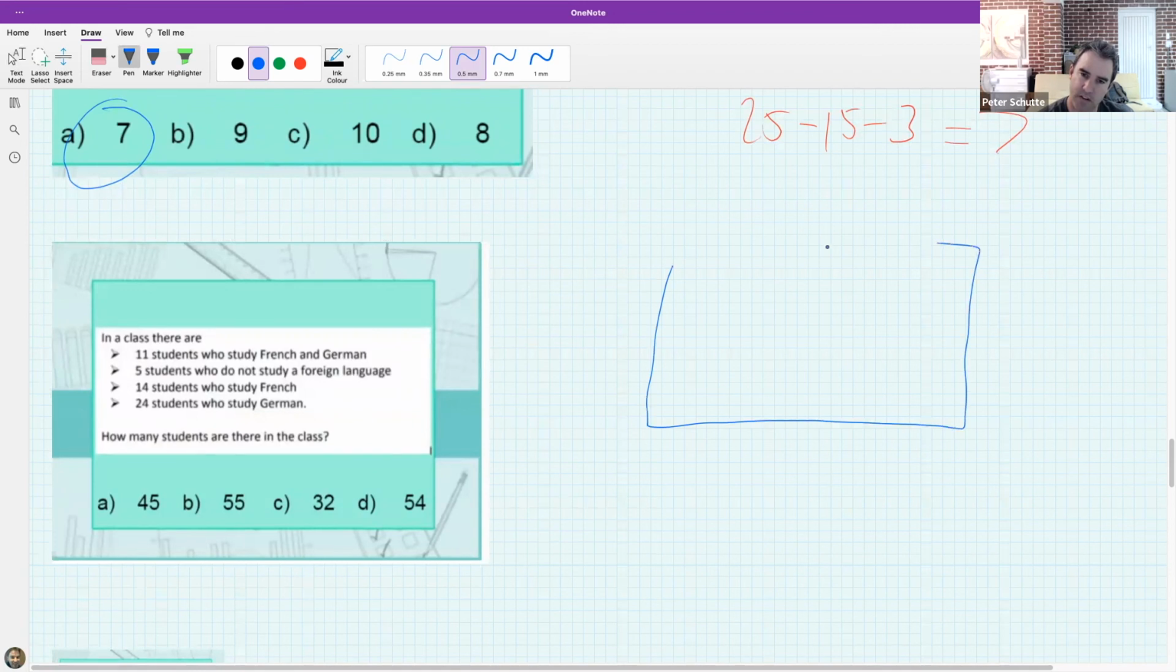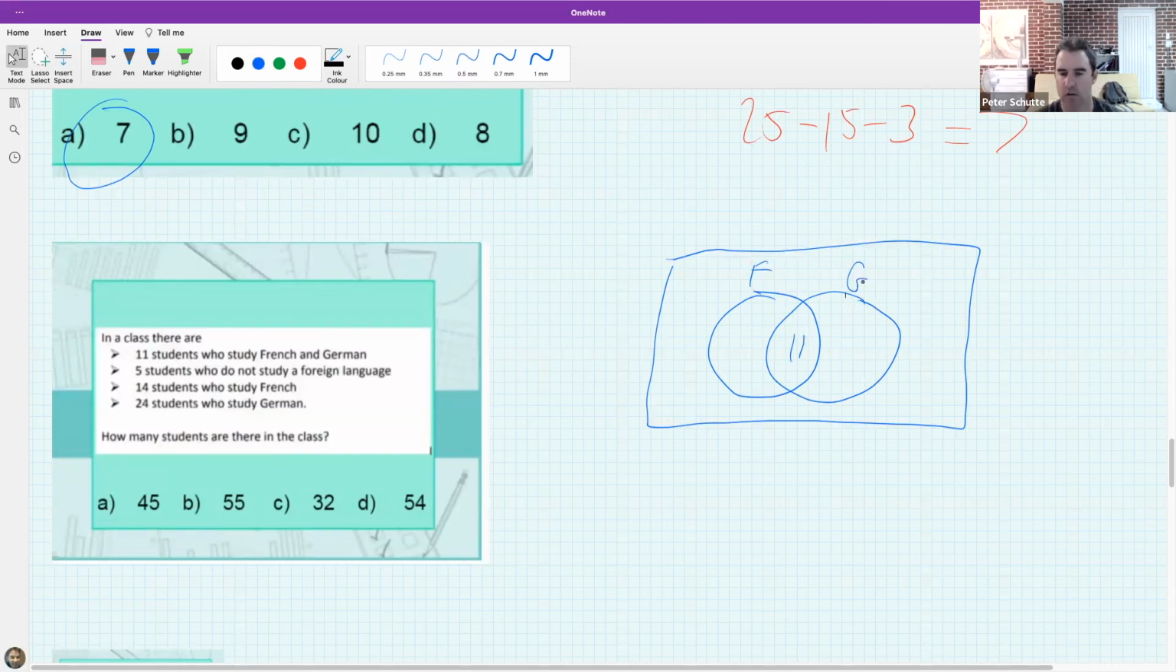So the two events are French and German. And there are students who study both. So since there are students who do both, I'm going to put the 11 in first. Now, I've dealt with this. I'm going to cross it out. 5 do not study a foreign language. So I guess that 5 would be out here.